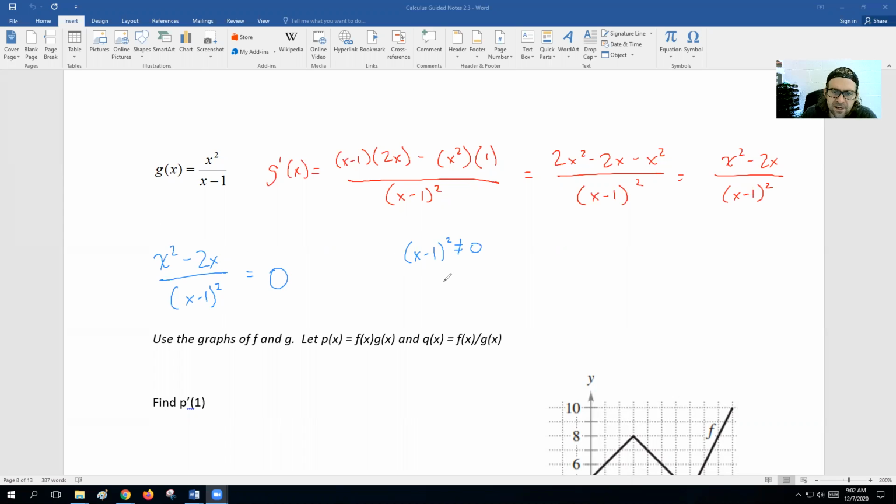We can never have 0 on the denominator. And if we solve for that, it's basically saying that x cannot equal 1. So when we solve the top part now, if we ever get 1 as an answer, we've got to cancel it out. But let's now solve the top part.